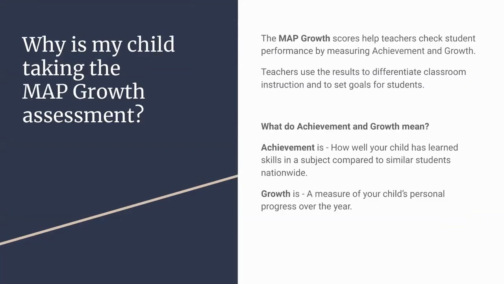So why is my child taking the MAP growth assessment? The MAP growth scores help teachers check student performance by measuring achievement and growth. And teachers use these results to differentiate classroom instruction and to set goals for students. So what do achievement and growth mean? Well, achievement is how well your child has learned skills in a subject compared to similar students nationwide. Whereas growth is a measure of your child's personal progress over the course of a school year.